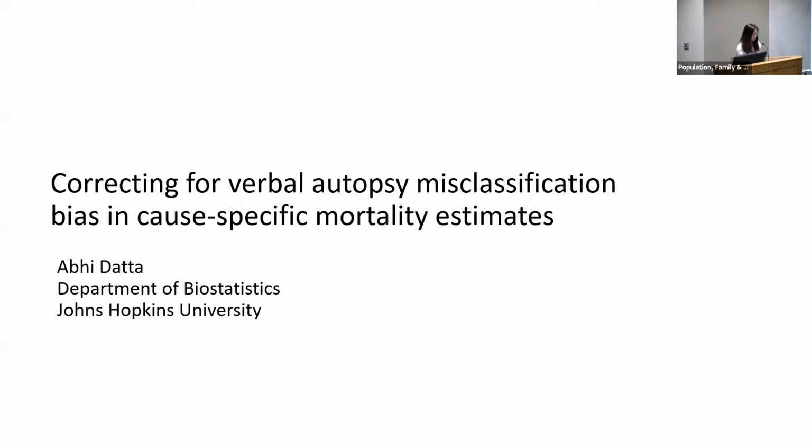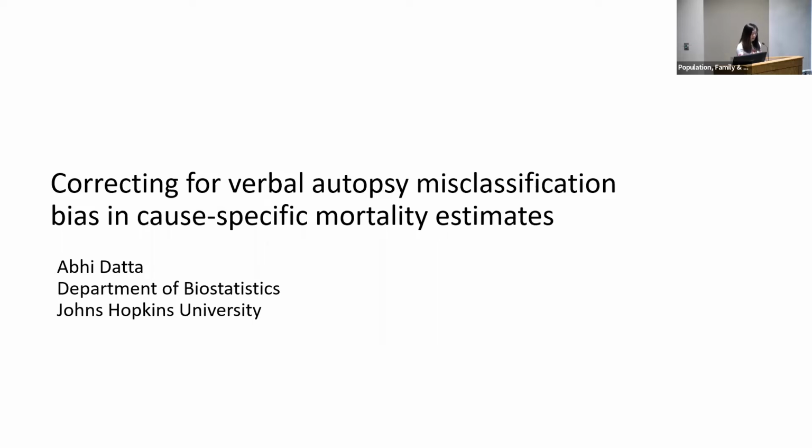Prior to joining Hopkins in 2016, he completed his PhD in biostatistics from the University of Minnesota. One of his primary ongoing research interests is to develop Bayesian models to improve estimates of cause-specific mortality in low and middle income countries. Dr. Datta is part of the Countrywide Mortality Surveillance for Action, or COMSA Mozambique project, which aims to produce national estimates of mortality for under 5 and neonates. Verbal autopsy, as many of you know, is one of the primary tools to obtain cause of death information in such a low resource setting. However, it is subject to a bunch of different biases.